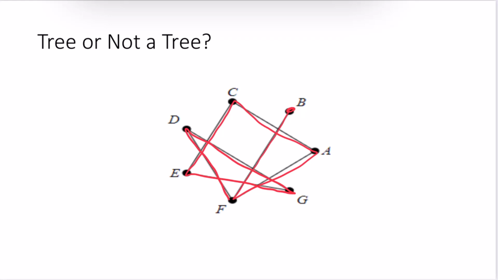And there is a circuit in this graph because let's say I start at vertex C. If I go C to E to G to D to F to A, I can get back to vertex C. And so that means that there's a circuit in this graph, which makes this graph not a tree.